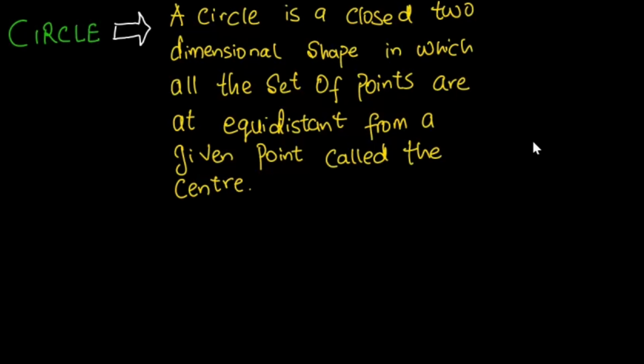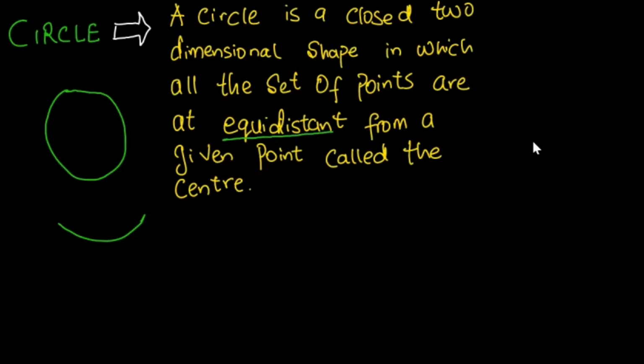So first of all, what is a circle? A circle is simply a closed shape. It is closed because from the beginning to the end, they are attached to each other. If we have something like this, this is not a circle, but a circle is a closed two-dimensional shape in which all the set of points are at an equidistance. Take note of this word equidistance. This is what makes a circle a circle.